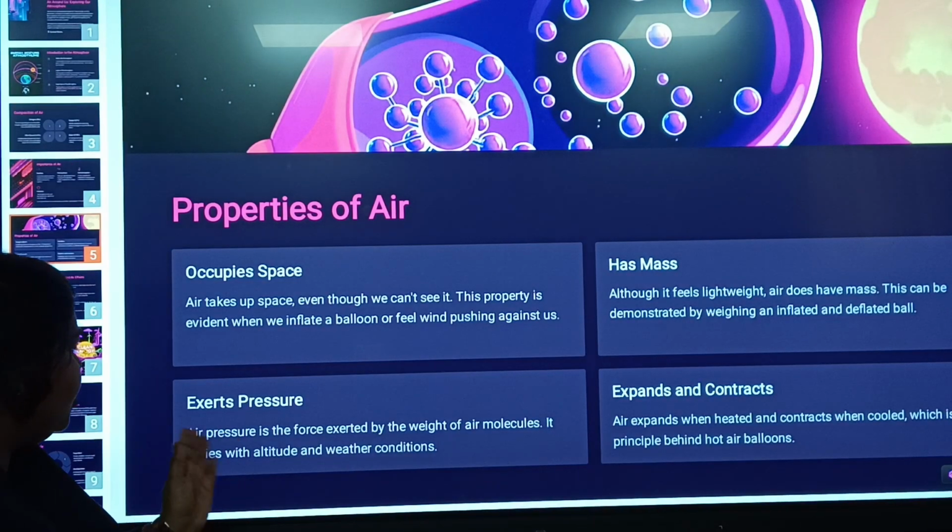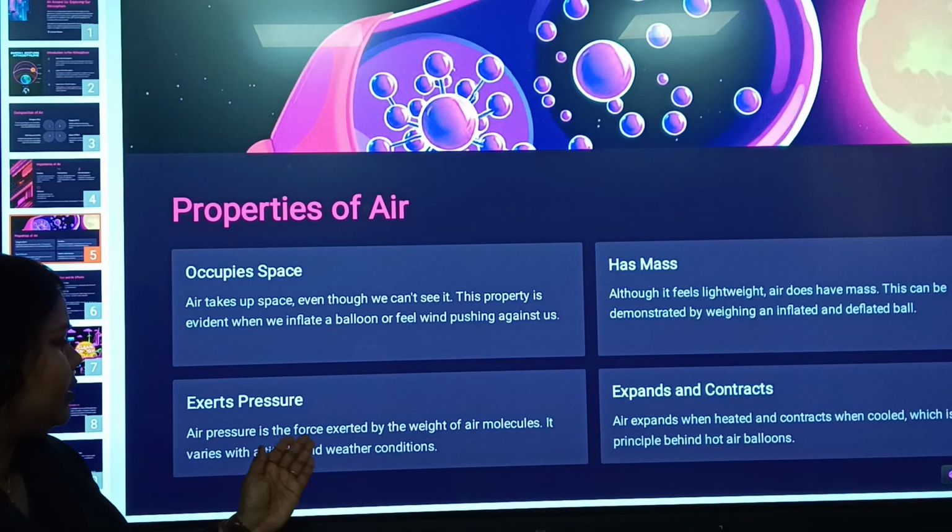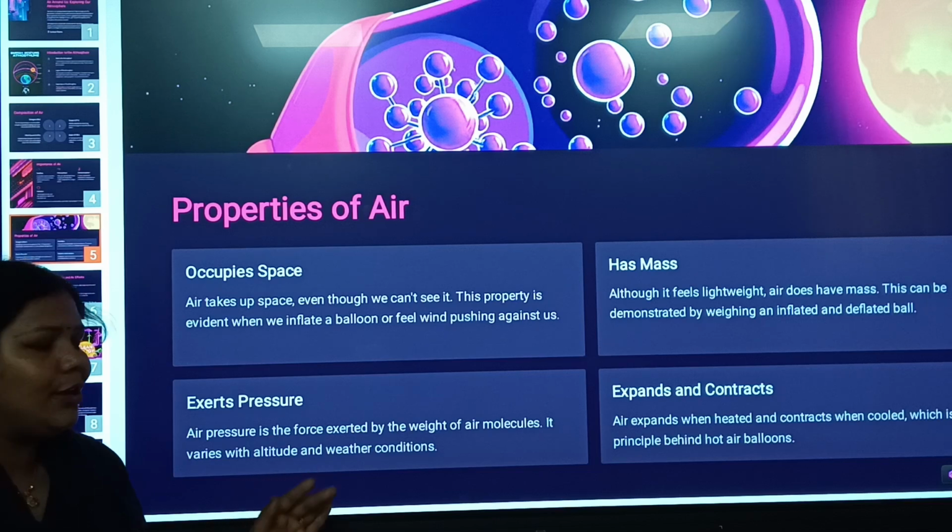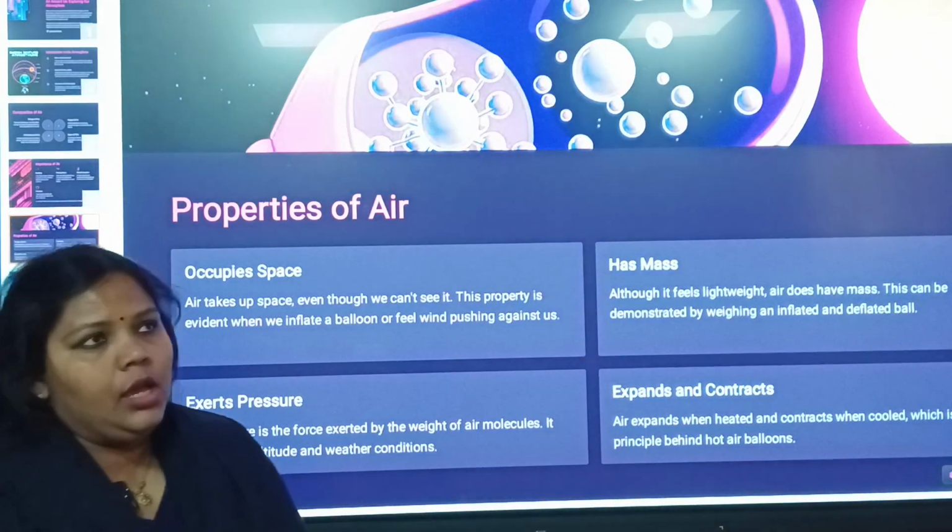Now, exertion of pressure. Air exerts pressure. Air pressure is the force exerted by the weight of air molecules. It varies with altitude and weather conditions.